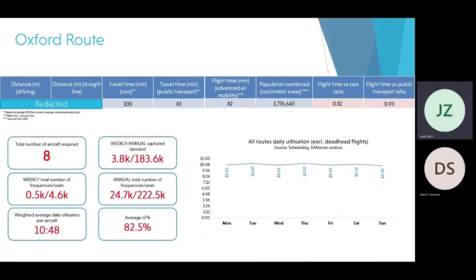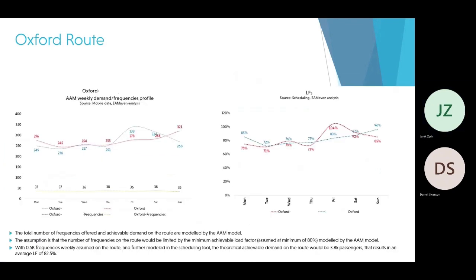These are just the summary for weekly and annual frequency, seats, and demand numbers and the aircraft required, as well as some information on the weekly utilization throughout the week. And these are just outputs showing the capability of our demand model. So we do our analysis on a weekly basis, and we can assess how many frequencies and how many seats would be required to accommodate the demand. And the demand is based on a daily analysis, each day, each direction, and that translates into load factors as well.